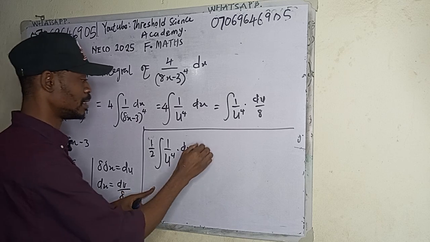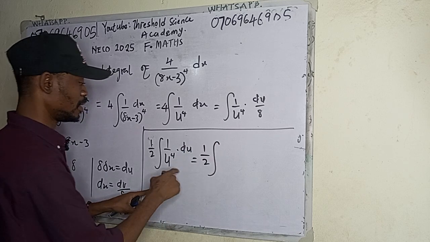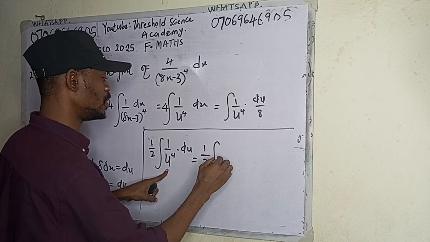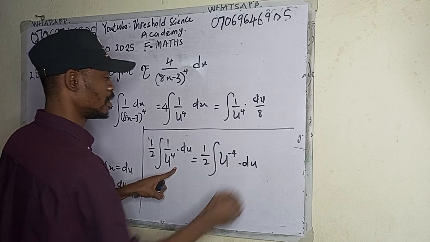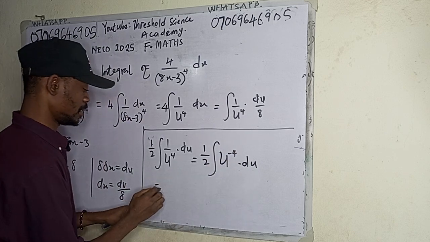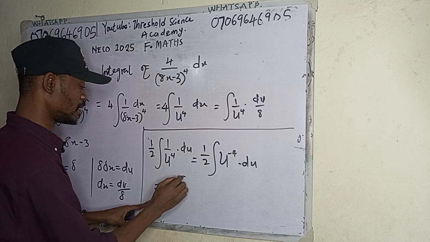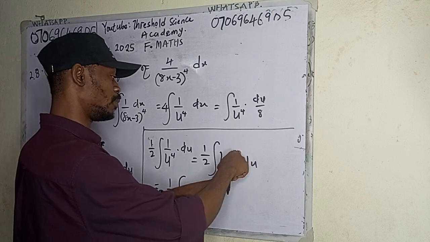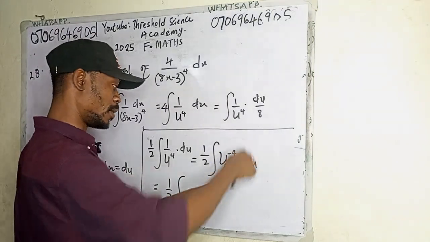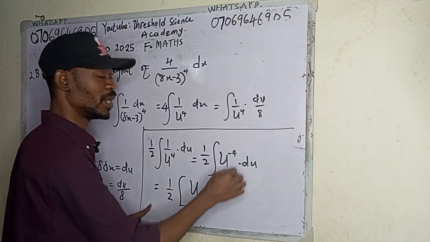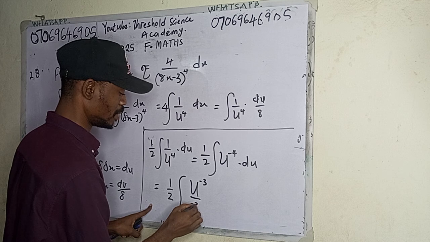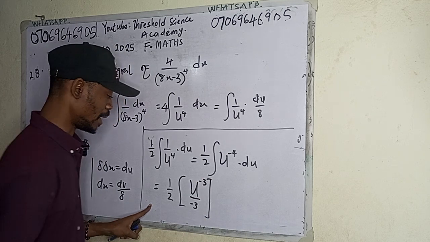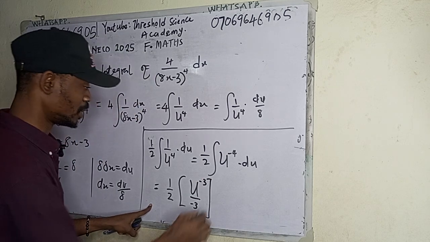But before that, I still need to do one last thing. 1 all over u raised to the power 4 means what? u raised to the power negative 4. Now, when I integrate, there's a 1 over 2 out here. Integrating this is going to be plus 1 all over the power. So I'm going to be having u raised to the power minus 4 plus 1 is minus 3, then all over minus 3. So that's how we carry out the integration.